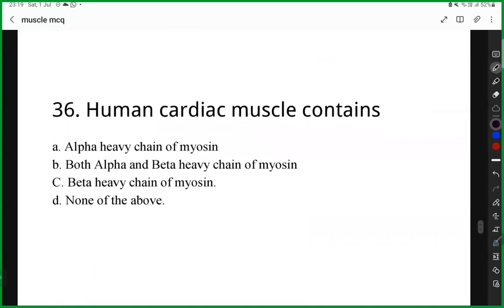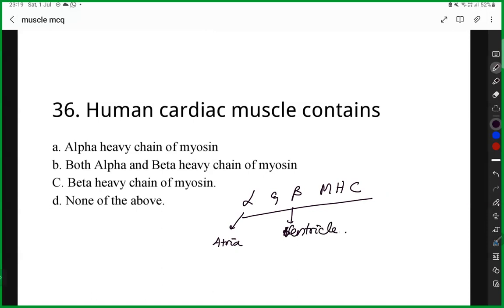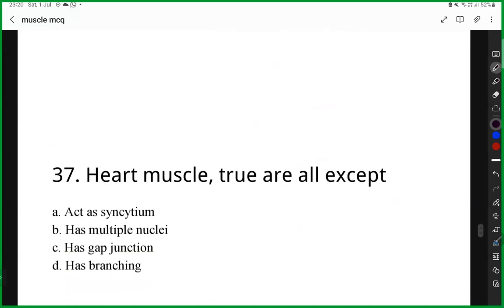Next, human cardiac muscle contains what? Always remember, your cardiac fiber is very different from your skeletal myosin heavy chain fiber. Cardiac muscle contains alpha and beta isoforms of myosin heavy chain. Both are present in atria, but the alpha isoform is predominant. Alpha predominates in atria and beta predominates in your ventricles. But both are present in your cardiac muscle. So both alpha and beta heavy chains of myosin are present in human cardiac muscle.